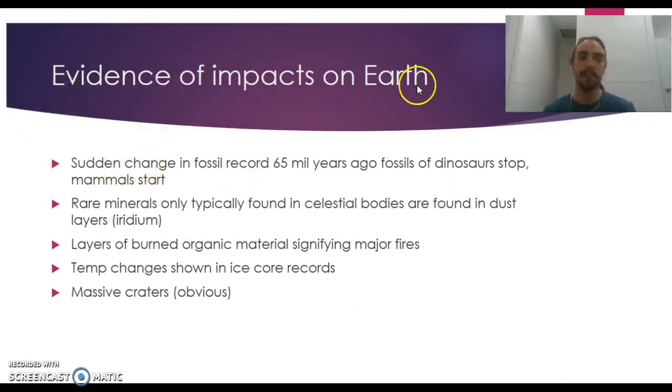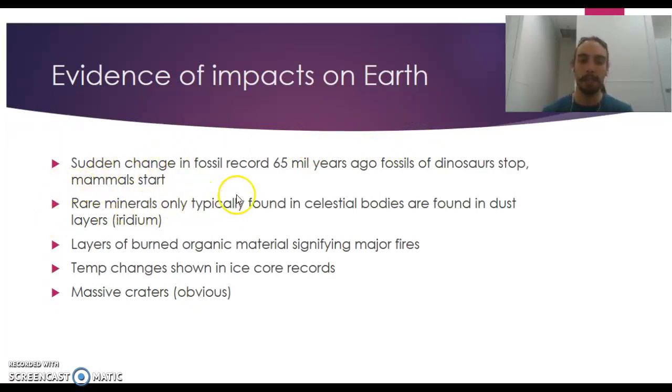So we have evidence of impacts on Earth. As I was talking about, we have evidence of those 5. There could have been more, but we have evidence of 5. The evidence is that sudden change in the fossil record. You know, dinosaurs stop and mammals start. That's pretty clear. That's that geologic time scale that we talked about in Earth Science A, I believe.